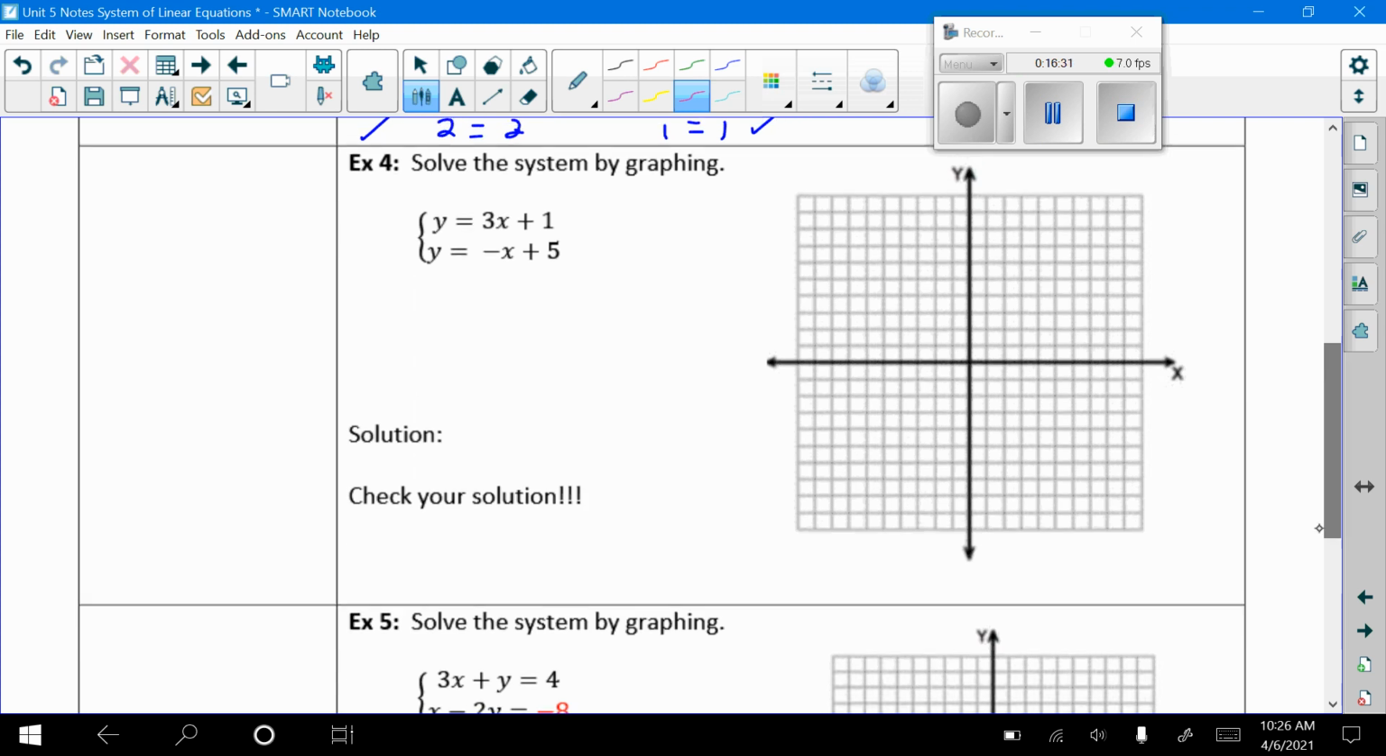Solve the system by graphing. These, I'm really being nice. You put them in slope-intercept form already. And so as you look at this, just go ahead and plot the y-intercept. Use your slope from that point. So up 1, put a dot.